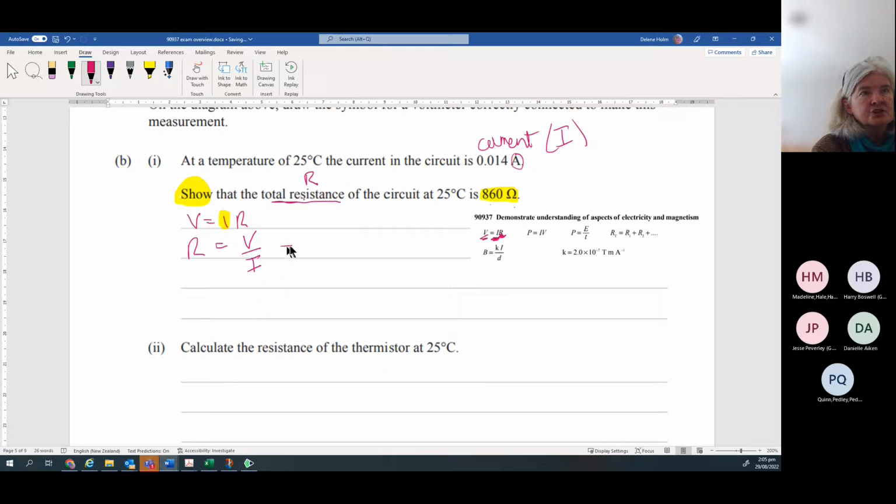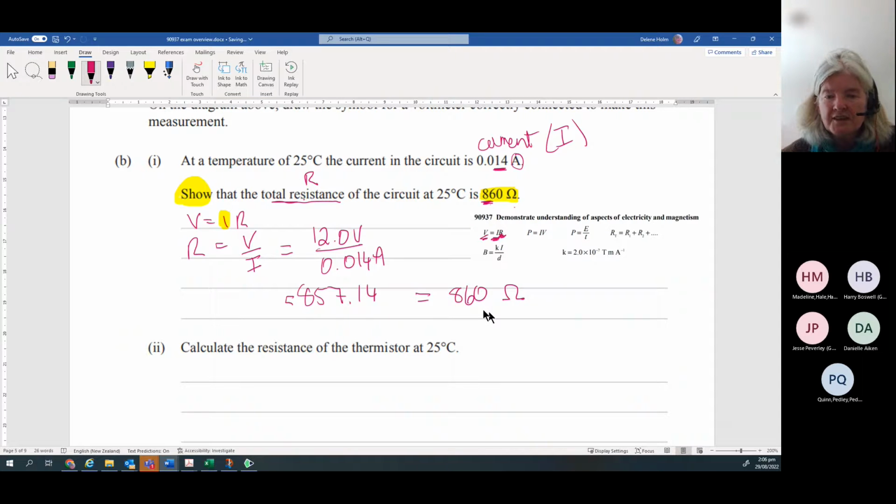And then I substitute my values, which is 12.0 volts by 0.014 ampere. And so I get an answer 857.14. And of course, we don't want to quote an accuracy we don't have. So we're going to round it off to 2 significant figures, because all of these are just going to 2 significant figures. So it's 860 ohm.